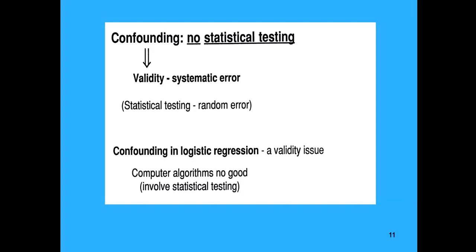So what do you do? Well, you have to see whether the odds ratio changes. How do you do that when you've got a lot of variables in the model? Well, we have to talk about that. Okay. So you do statistical testing when you're talking about random error. So confounding in logistic regression is a validity issue, and computer algorithms, which involve statistical testing, aren't good, because if you're getting rid of variables because they're not significant, that's not the way you assess confounding. Although there are some variations on that. Again, I'm not going to talk about that today.